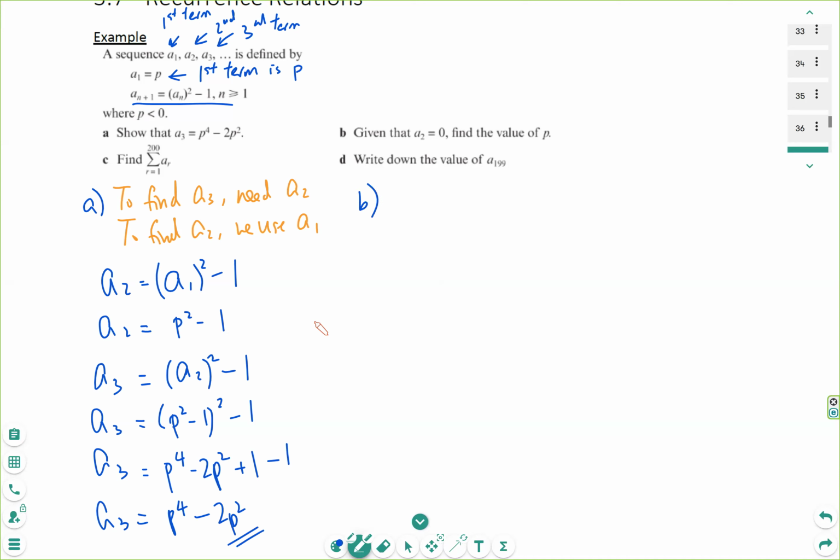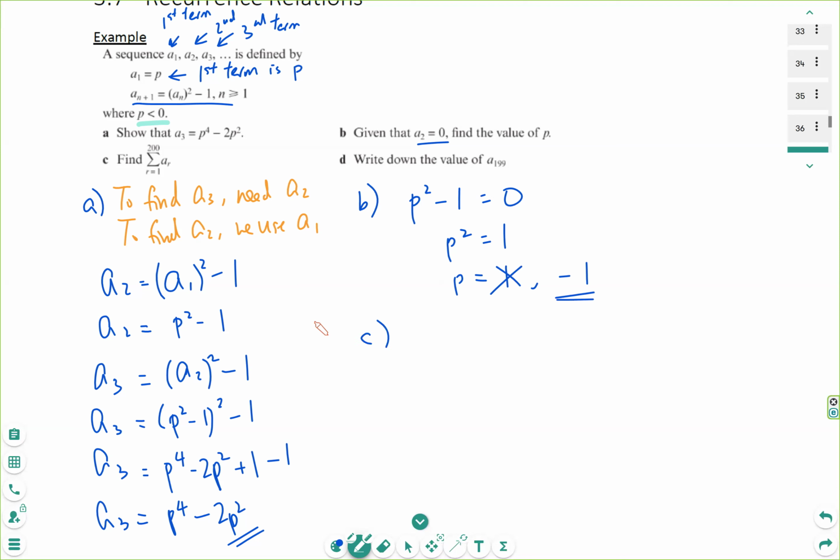Part B. Given that a2 equals 0, well, you read this, you find your a2. Okay, I found my a2, which is here. So p squared minus 1 equals 0. p squared equals 1. p equals... Now, a lot of students would have put just 1 in there. But actually, that's incorrect. Because if you remember, when you square root, you have plus 1 or minus 1. And in fact, this question is quite cheeky. They tell you p is less than 0. Therefore, you should reject that one. So p equals minus 1.